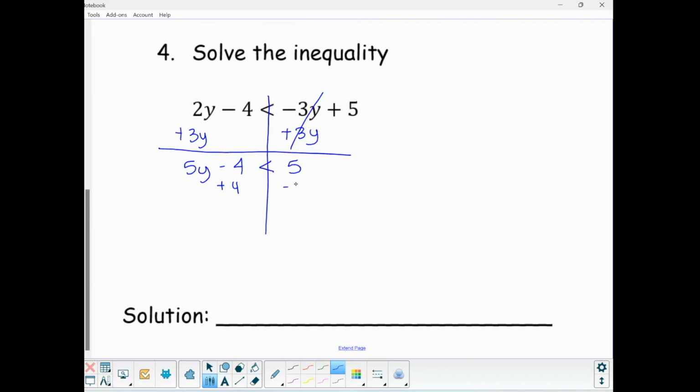We're left with 5 on the other side. Move this 4 over to the other side. We're left with 5y is less than 9. Divide by 5. Now, it's okay to have fractions and decimals. In this case, I'm going to leave it as a fraction. y is less than 9 over 5. And that's it for that one.